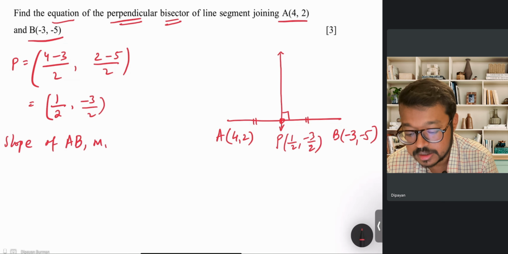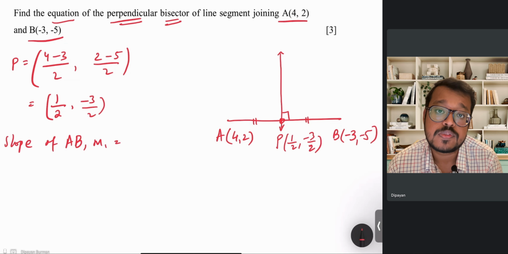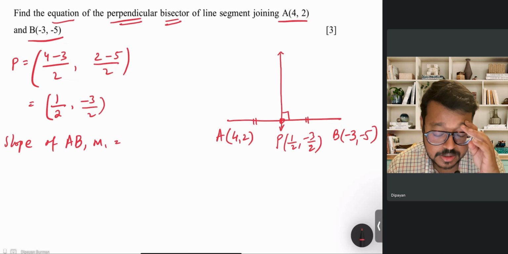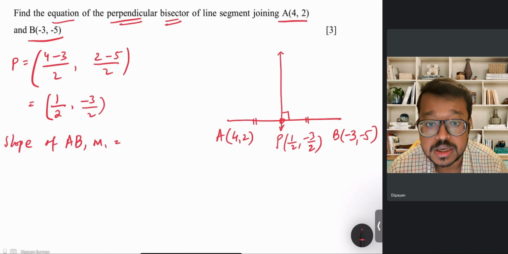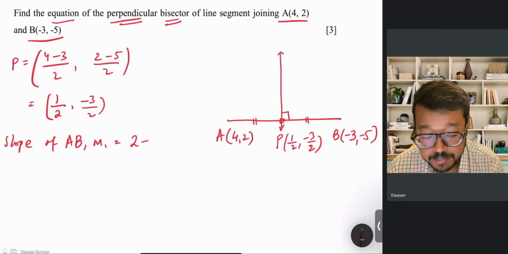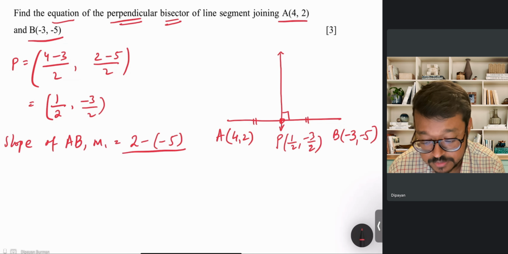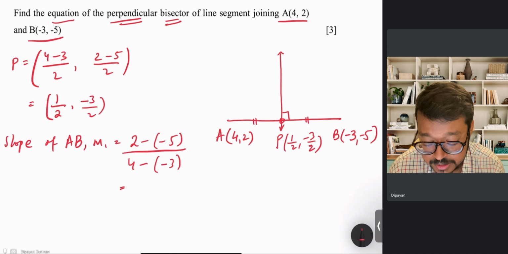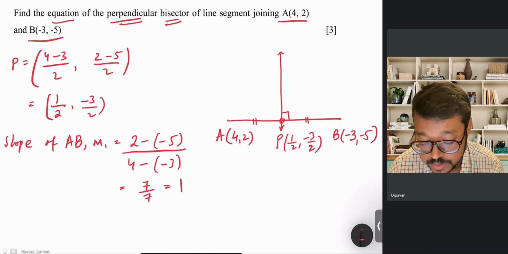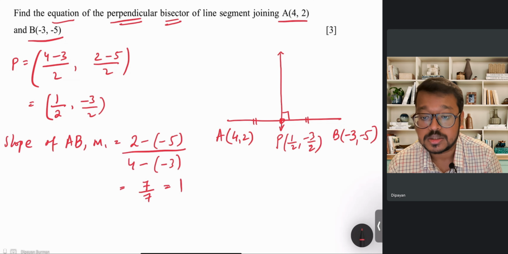Let's call it M1. That's going to be difference of the y coordinates divided by difference of x coordinates. So let's look at the y coordinates first. For point A, y coordinate is 2 minus the y coordinate of point B, which is minus 5, divided by the x coordinate of point A, that is 4, minus the x coordinate of point B, that is minus 3. So this is 2 plus 5 divided by 4 plus 3. So that's going to be 7 divided by 7, and that is 1. So slope of AB is 1.